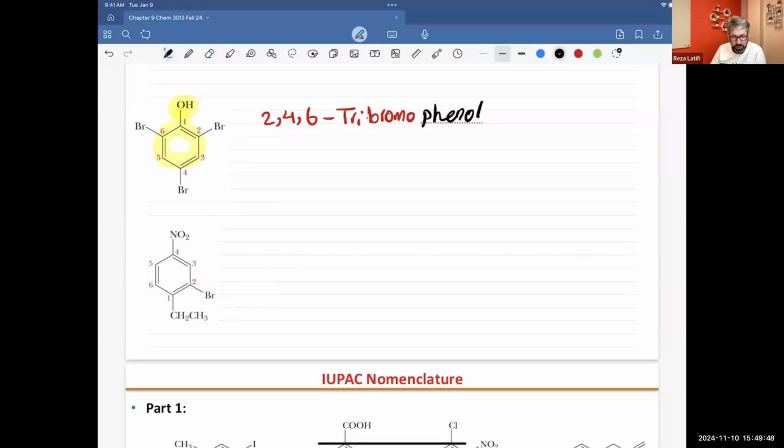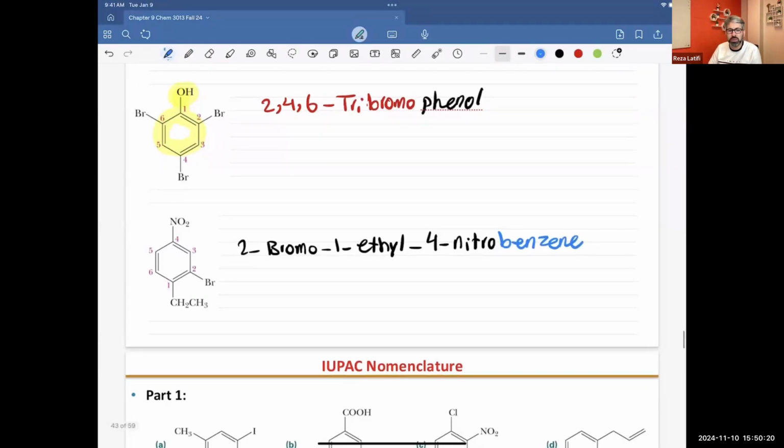Okay, so ethyl will be the right one. And we have ethyl, bromo, and nitro. Bromo will get the priority alphabetically, so I go 2 bromo. Next, we have ethyl, so we go 1 ethyl. And the last one is 4 nitro. The name of the ring is benzene, so we're going to end the name with benzene: 2 bromo, 1 ethyl, 4 nitro, benzene.